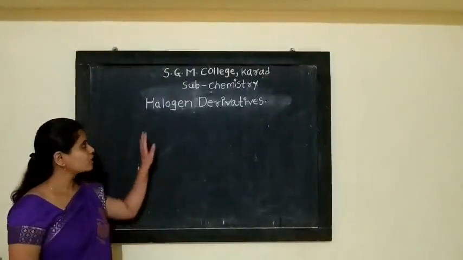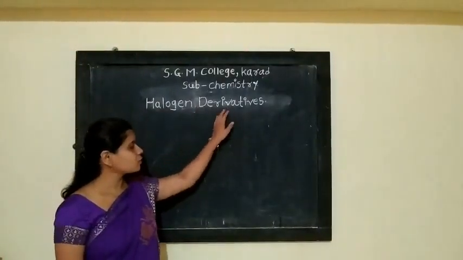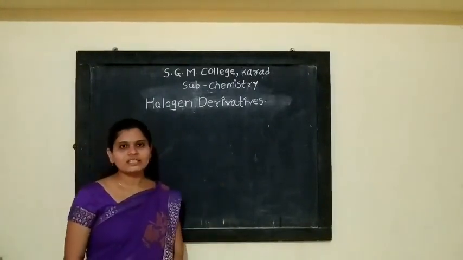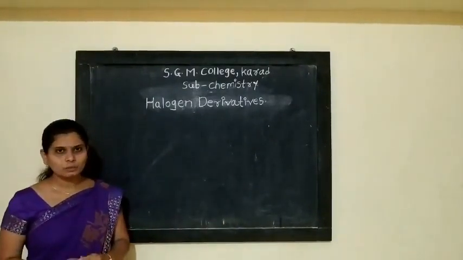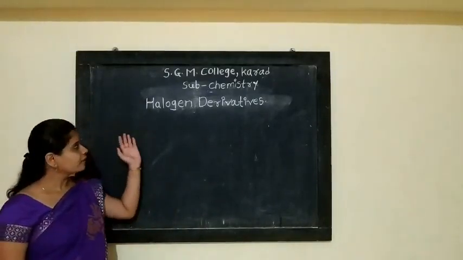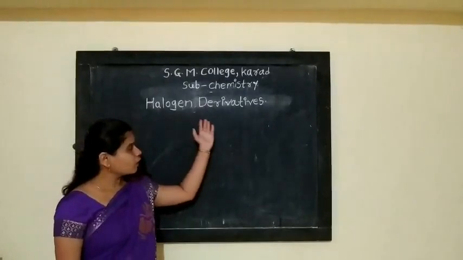In the last lecture, we started the topic halogen derivatives, and in that we completed the classification of the halogen derivative and the classification of the monohalogen derivative. Now, in this lecture, we will start with the nomenclature of the halogen derivative.